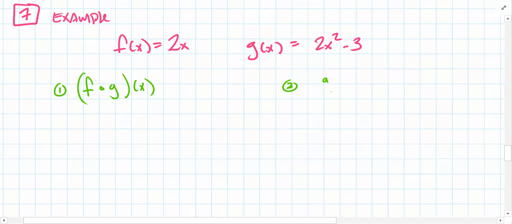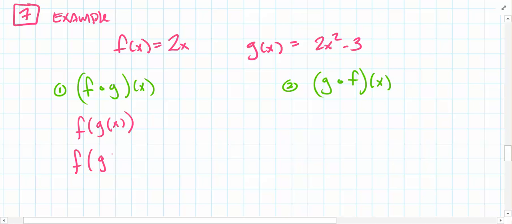Okay, well, let's see here. The first one, what does this mean? Well, this means to do f of g of x, right? So that means that we're going to do f of g of... Oh, I wanted to do an actual example here. Oh well, let's do that. Okay. F of g of x.